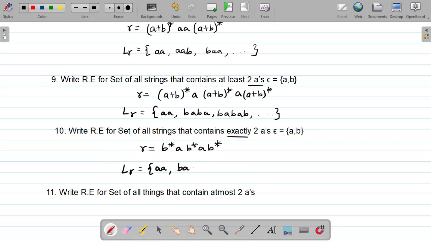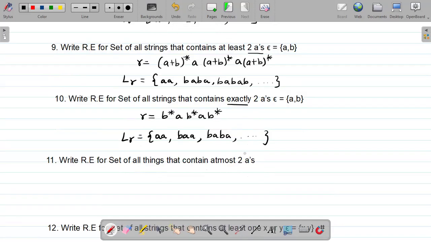So we can have BAA, we can have BABA. It will not have more than two A's in the strings. So that we have to consider.